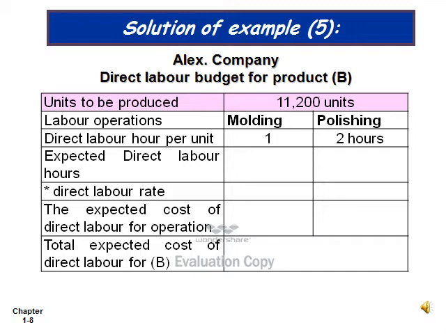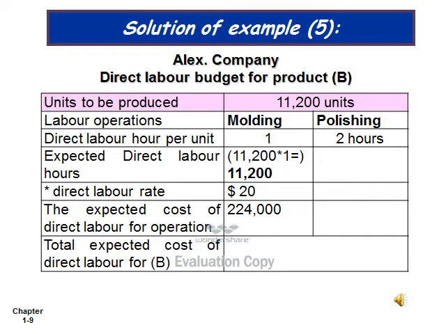Now you can prepare the direct labor budget for product B using units to be produced 11,200 units. After that, you write labor operation, molding and polishing, direct labor per unit 1 hour for molding and 2 hours for polishing. For molding, units to be produced 11,200 units times direct labor hour per unit 1 hour equal expected direct labor hours 11,200 hours times the direct labor rate $20. This number is given in the example, equal the expected cost of direct labor for molding operation $224,000.